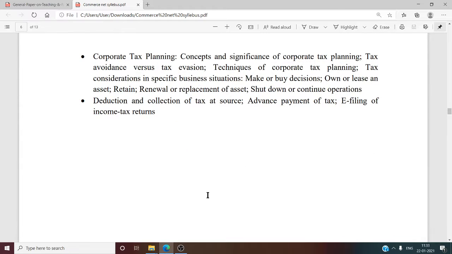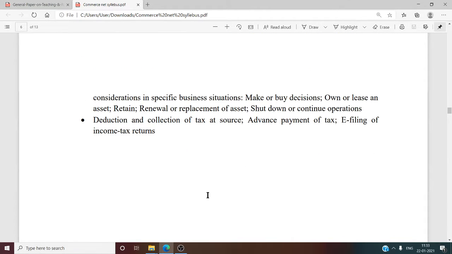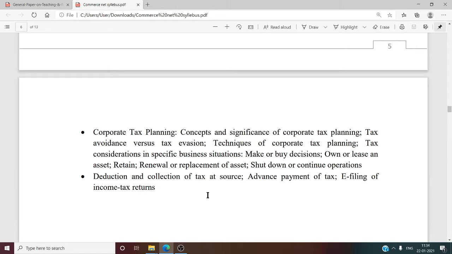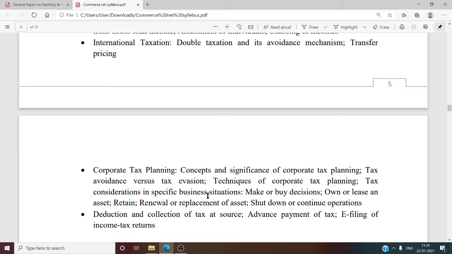So this is the syllabus of UGC Net Commerce Paper 2, and you have to go through all the syllabus, and according to the syllabus you have to read the relevant material, and you have to attempt a lot of MCQs in order to get to know the pattern of the UGC Net examination.